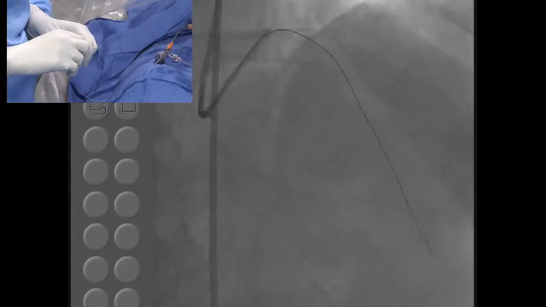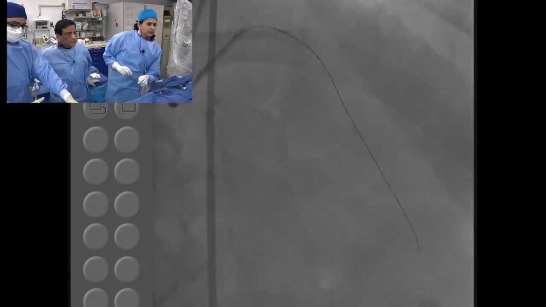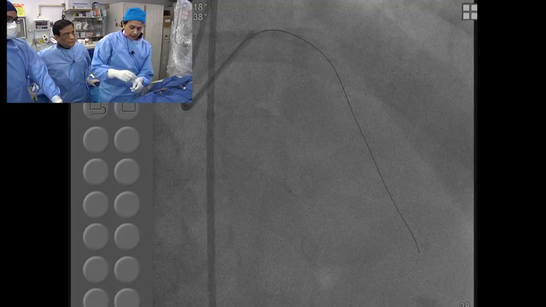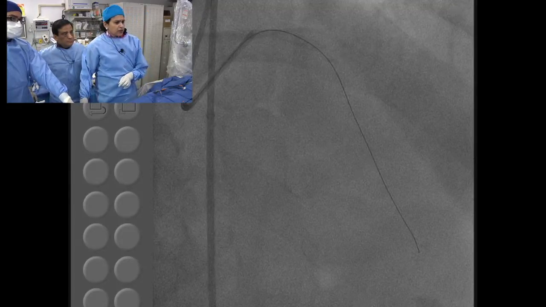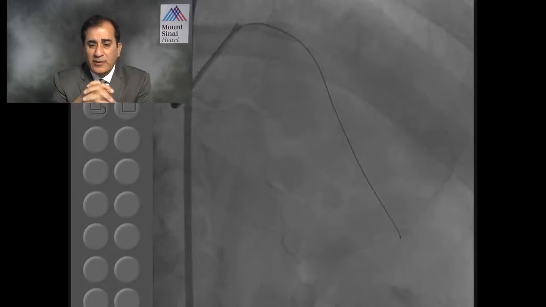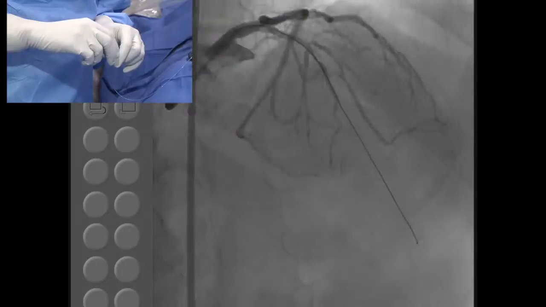Mm-hmm. Anu, what did you do different there now? I just pulled back. I mean, we knew that we were subintimal. You just had to pull back and try to get into the intima. Right. So, with just the manipulation, no, because there's a lot of calcium there. It was there all the time.